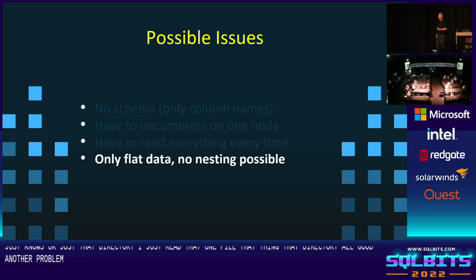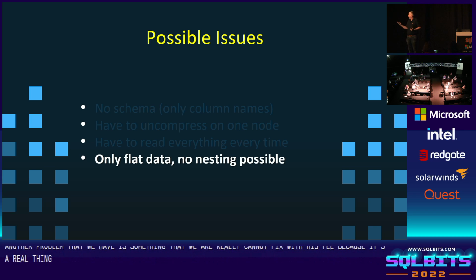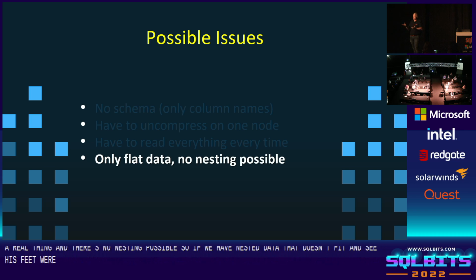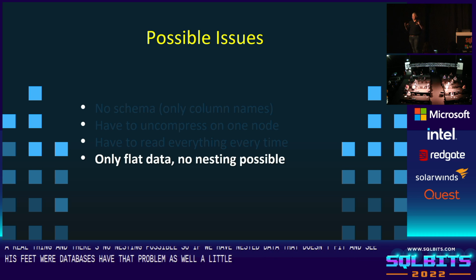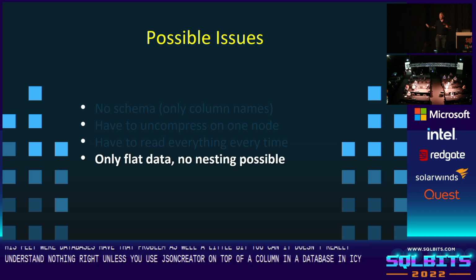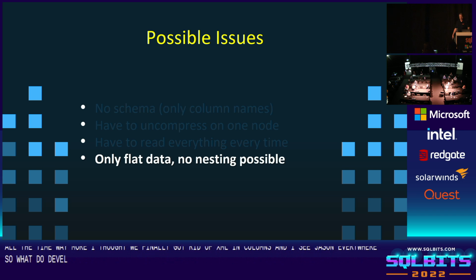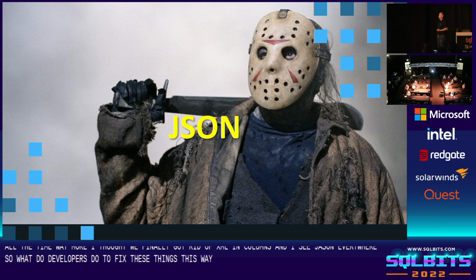Another problem that we have is something that we really cannot fix with CSV, because it's a row thing, and there's no nesting possible. So if we have nested data, that doesn't fit in CSV. Databases have that problem as well a little bit. It doesn't really understand nesting, right? Unless you use JSON queries on top of a column in a database, and I see it all the time, way more. I thought we finally got rid of XML in columns, and now I see JSON everywhere. Oh well. So what do developers do to fix these things? They switch to JSON, right?